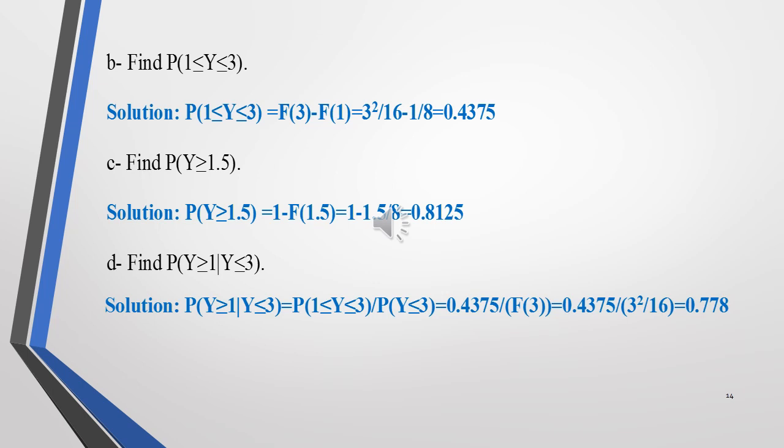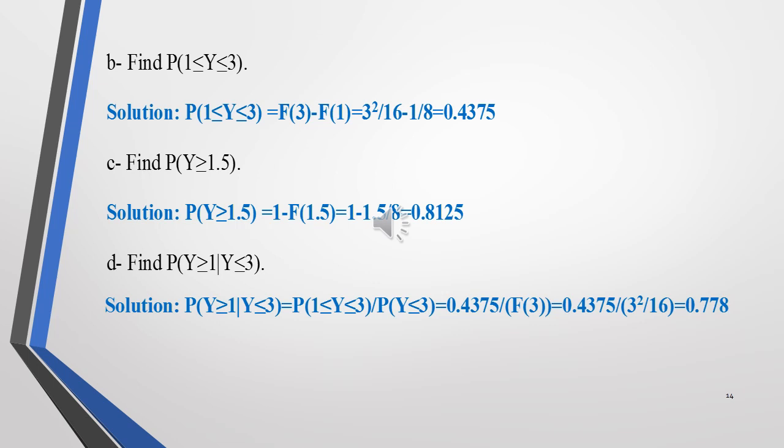0.4375. C. Find the probability that y is greater than or equal to 1.5, which equals 1 minus the probability of y less than or equal to 1.5. And the probability of y less than or equal to 1.5 is the CDF evaluated at 1.5. So the probability of y greater than or equal to 1.5 equals 1 minus the CDF at 1.5, which equals 1 minus 1.5 over 8. So 1 minus 1.5 over 8 will be equal to 0.8125.